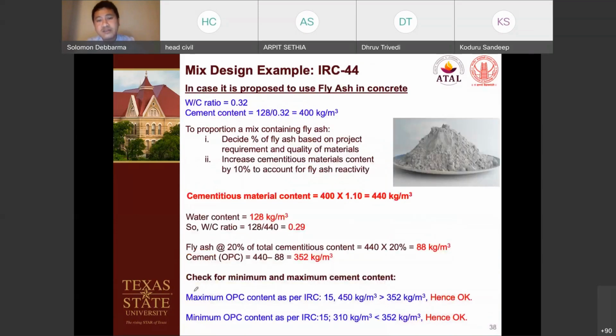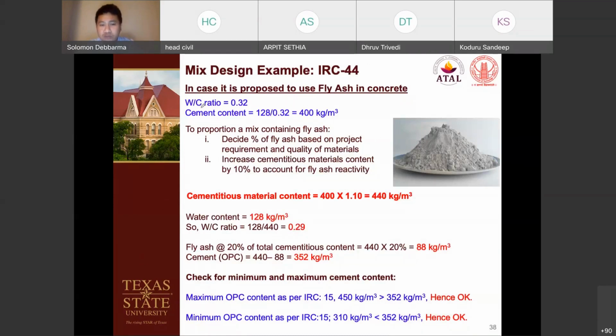Now, in case we want to use supplementary cementitious materials or mineral admixtures like fly ash, how do we design the PQC mix? Is it a different mix design or is it a similar approach? I would say that the mix design is almost the same. We just need to make some adjustments during the calculation of the cementitious material content.